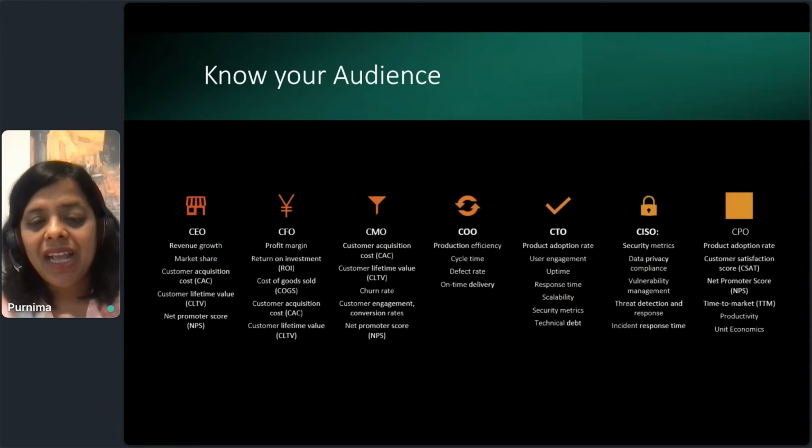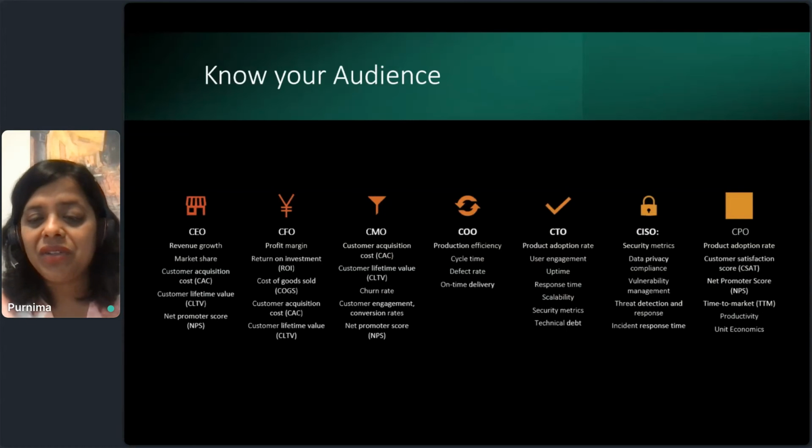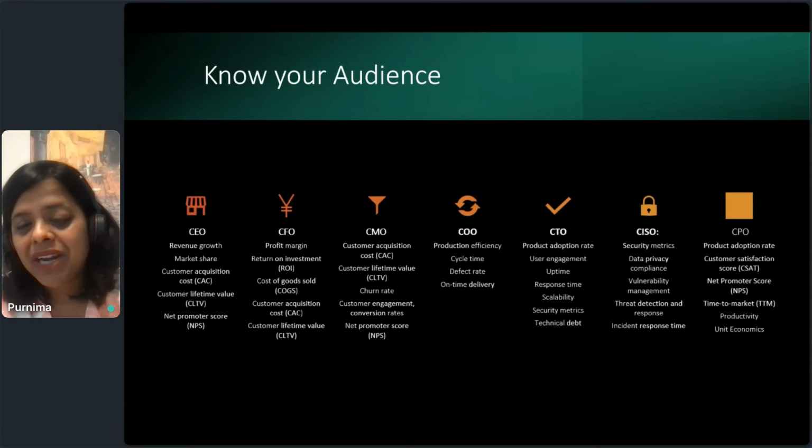A COO, they are looking for your production efficiency. They are looking for how efficient you are. They want to be able to scale the business, and they want to know that whatever we are doing is efficient. So you're talking about cycle time. You're talking about your defect rate. You're going to talk about how many were on time delivery, because he needs to know that. And then you have your CTO. The CTO wants to know about the technical capabilities and the innovation that goes in. So what's your user engagement? What's your uptime? What's your scalability? So when you're building your dashboards, having the right persona in your mind while designing it and putting the right metrics in place is what will get you the right person's attention.